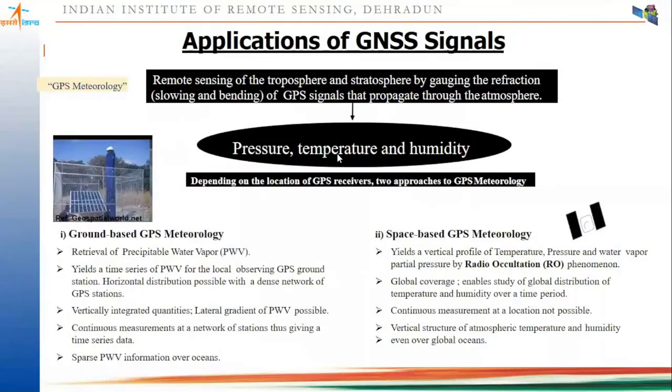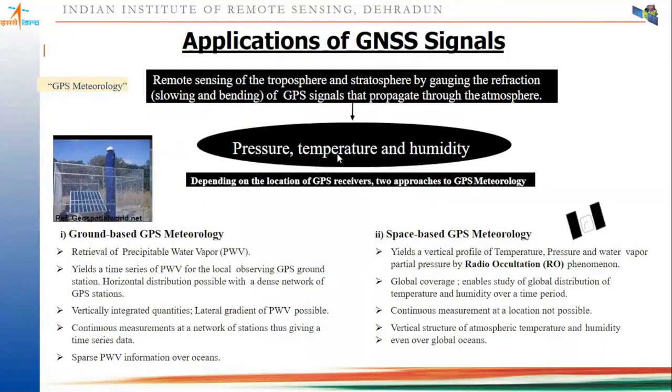So we talked about the different types of platforms, and now we will go to the application side. Remote sensing of the troposphere and the stratosphere is done by gauging the refraction, or slowing and bending, of GPS signals that propagate through the atmosphere. We can derive the properties of pressure, temperature and humidity. Depending on the location of the GPS receiver, there are two approaches for GPS meteorology: ground-based and space-based.